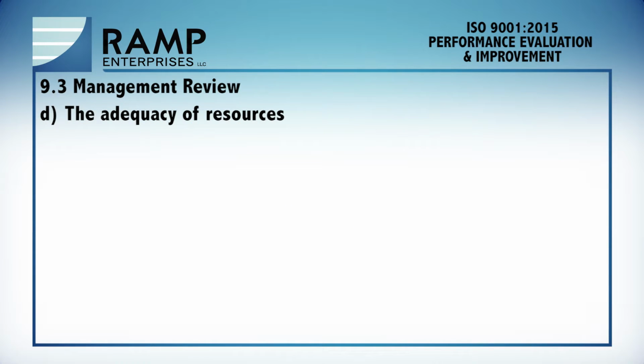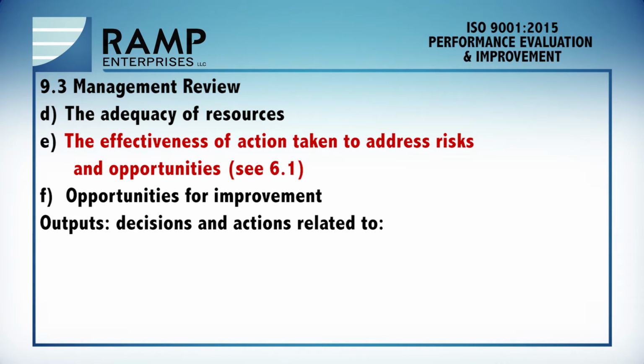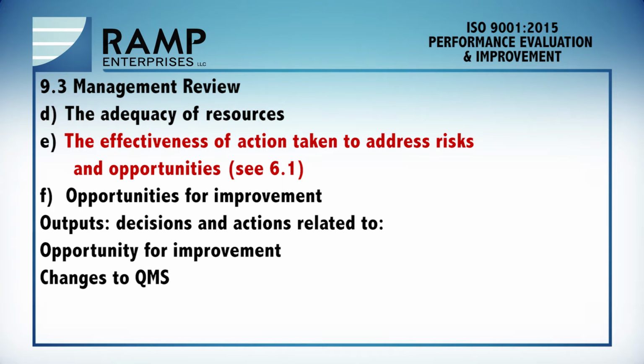D, the adequacy of resources. E, the effectiveness of action taken to address risks and opportunities, linking back to planning, making sure that your risk plan is actually effective. F, opportunities for improvement. The outputs of the management review process should include decisions and actions, your management review minutes, opportunities for improvement, changes to the quality management system, and any resource needs. Make these management review minutes look really comprehensive. It goes a long way in passing audits.